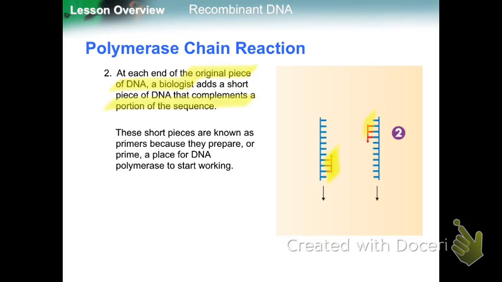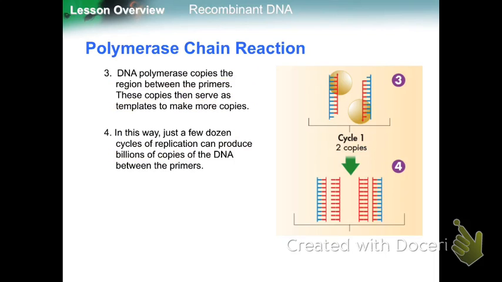This is called a primer. They're called primers because they prepare or prime a place for DNA polymerase to start working. DNA polymerase copies the region between the primers, and these copies serve as templates to make more copies. So, this is an exponential multiplication of the amount of DNA in a sample. Just a few dozen cycles of replication can produce billions of copies of the DNA between the primers.